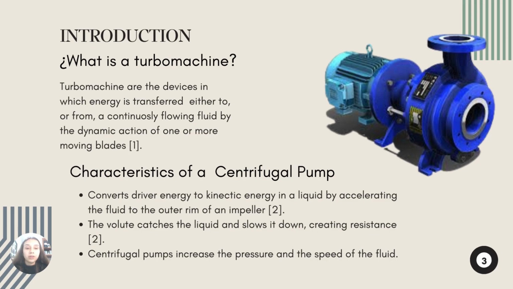For the development of the project, it is necessary to understand what a turbomachine is and what the characteristics of a centrifugal pump are. A turbomachine is the equipment in which energy is transferred to or from a continuously flowing fluid. The transfer of energy is given by the dynamic action of one or more moving blades. In this sense, the centrifugal pump is a turbomachine that is characterized by converting the energy of the rotor into kinetic energy in a liquid by accelerating the fluid to the outer edge of an impeller. Another characteristic of a centrifugal pump is that the volute traps the liquid and slows it down, creating resistance. Finally, the centrifugal pump increases the pressure and velocity of the fluid.